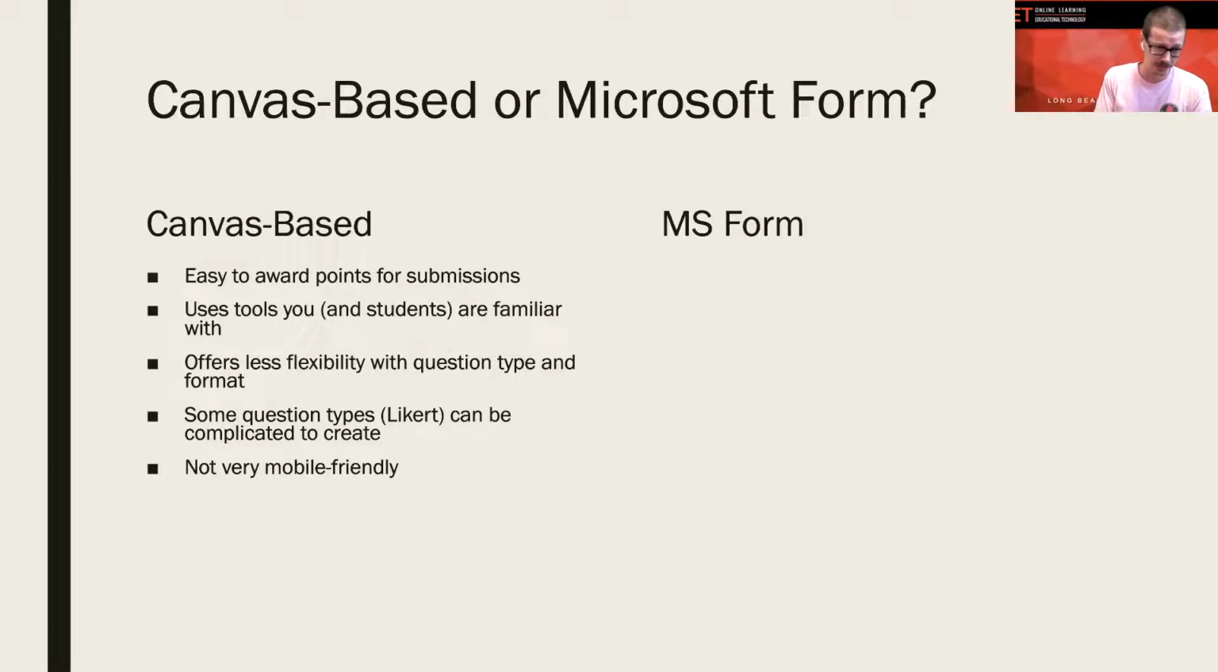Also, Canvas offers a little less flexibility with question type and format. We're pretty much limited to what you can do in a Canvas quiz. Some questions, like a Likert scale, are complicated to create, but I already made some for you, but if you want to make your own, it takes a little trick. And then it's also not very mobile friendly.